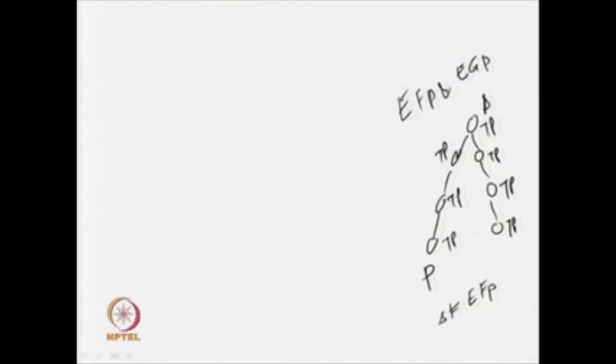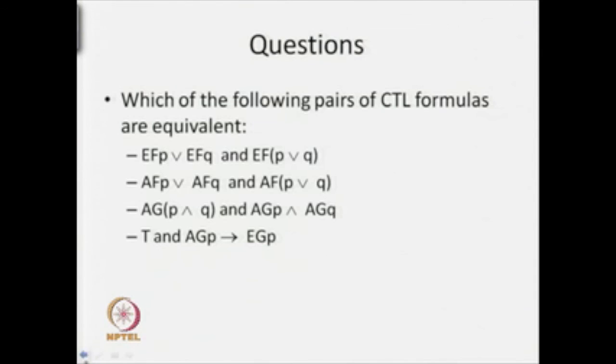So, in this particular model, in S, I am getting EFP, there exists a path in the future where P holds. But for EGP, I am not getting any path where in all states not P will be true. So, at least I am coming up with one example where in this particular state one formula is true, but the other one is false. So, in this case I am not going to say that these two are equivalent. So, these two formulas are not equivalent.